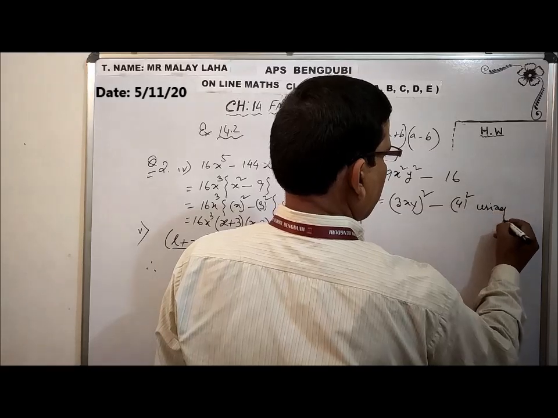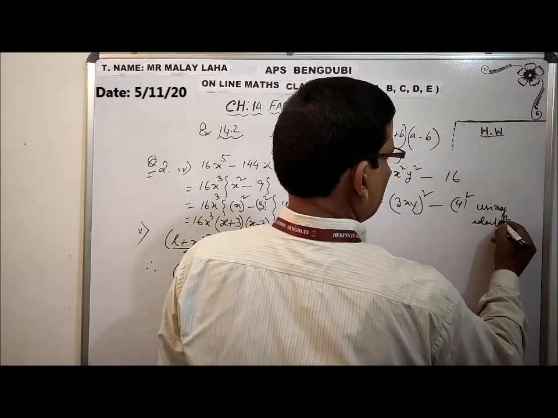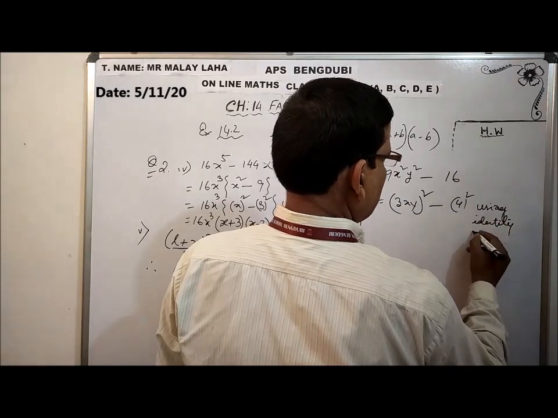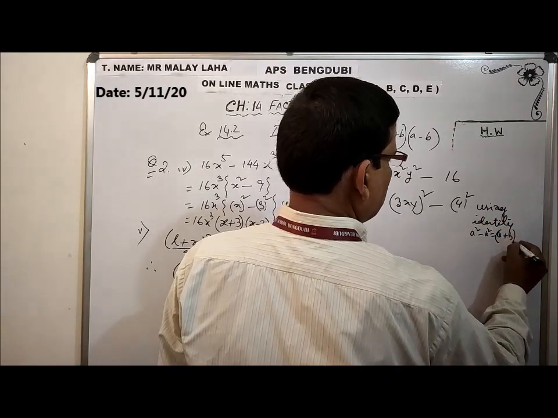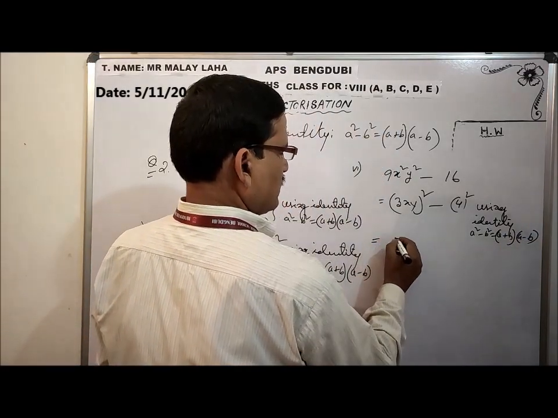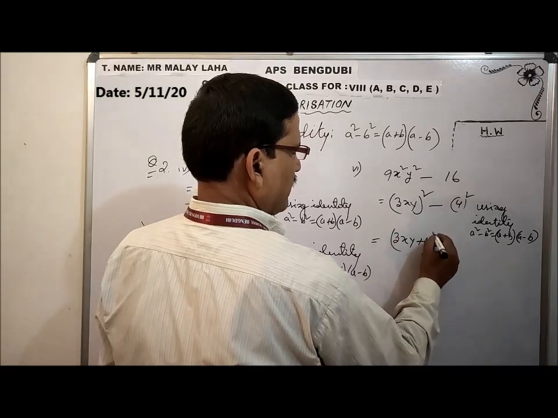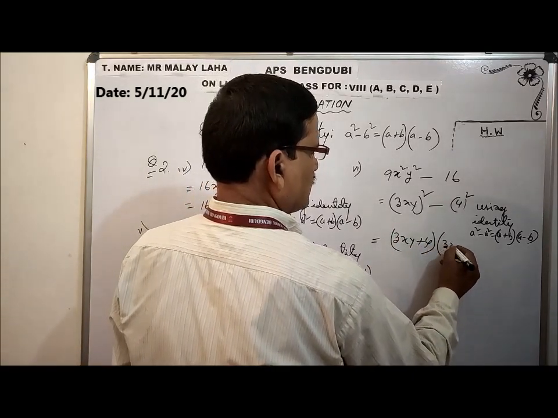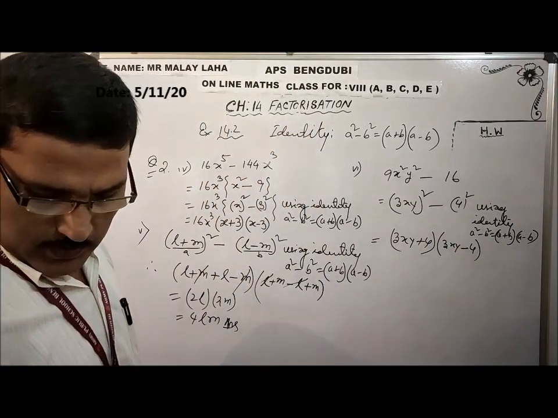Using the identity a square minus b square is equal to a plus b into a minus b. So what is a? a is 3xy. So it is 3xy plus 4 into 3xy minus 4. Clear?